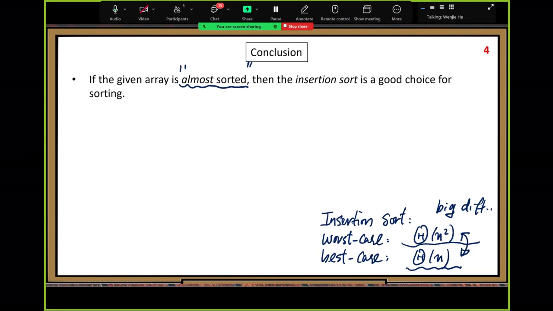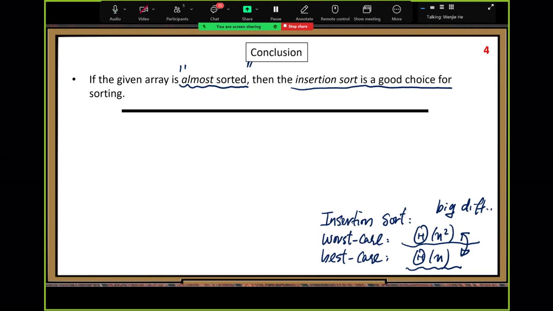If your data has that property, then insertion sort is a good choice to get the whole array sorted. If your data has that special property, then insertion sort is the best sorting algorithm to recover the whole array as an ordered array.